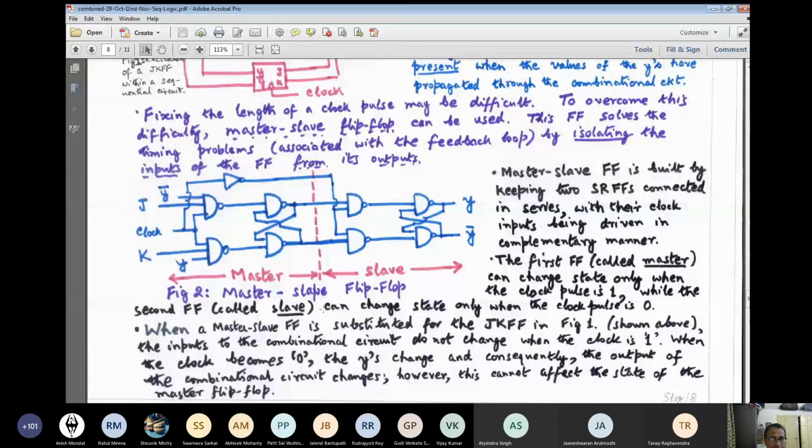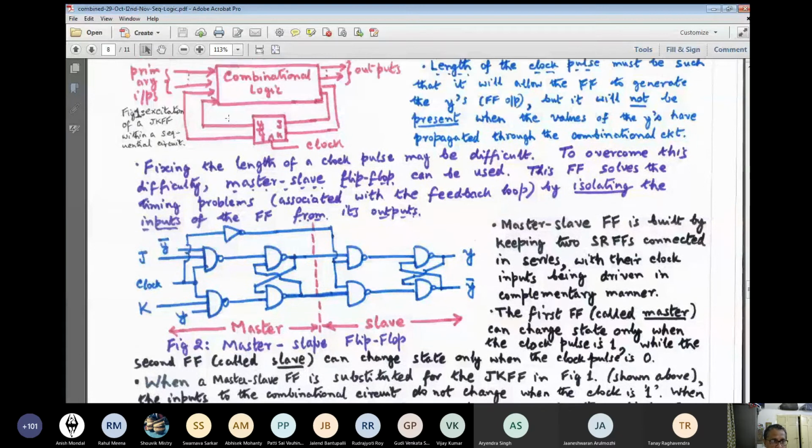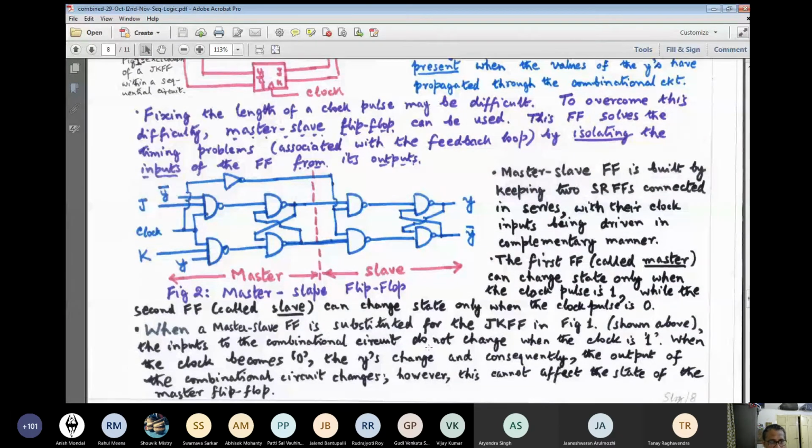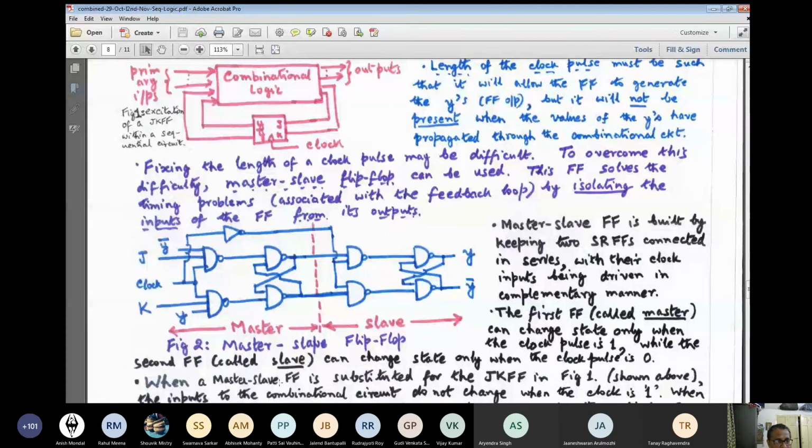Then what happens when the master slave flip-flop is substituted for this JK flip-flop in the upper triangle? The inputs to the combination circuit do not change when the clock is 1. Inputs to the combination circuit means this one. These Y do not change when the clock is 1. They will change when the clock is 0. When the clock becomes 0, the Y's change and consequently the output of the combination circuit changes. However, this cannot affect the state of the master slave flip-flop. When the clock is 0, any change can happen in Y. They will propagate to the combination logic and come to sit only at this J and K point, not beyond, mind you.